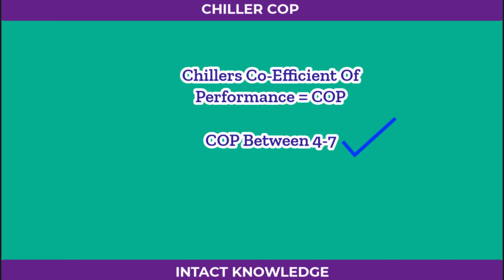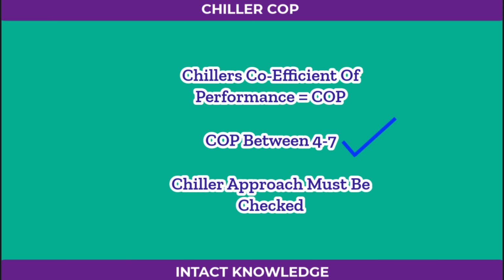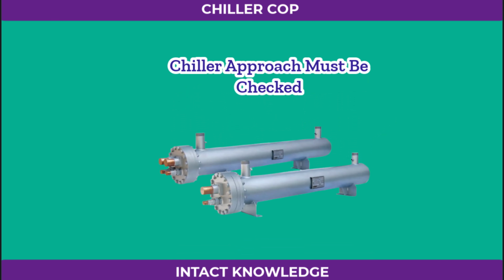If your actual COP is lower than the manufacturer's specified value, the next step is to check the chiller approach value. This value is measured at both the evaporator and the condenser. By analyzing it, we can identify where performance losses are occurring and improve efficiency by addressing those issues. In the next video, we'll explain how to measure and calculate the chiller approach value in detail.